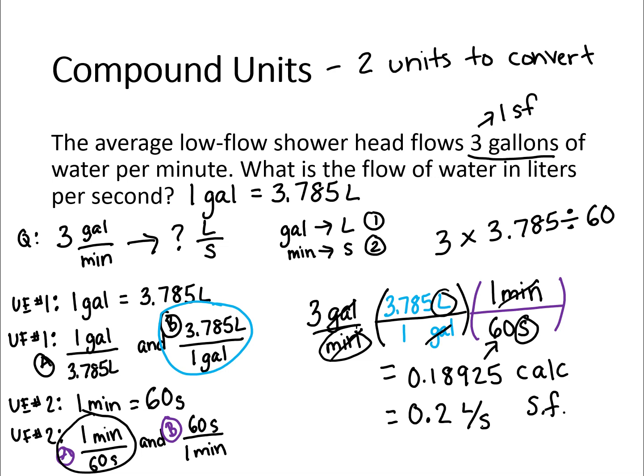So sig figs will apply every time. It just depends on the problem. So we only have one number to go by. And when we're going from US units to metric units, there's always going to be decimals. So in something like this, where gallons is US and we're trying to switch to metric, there's always going to be sig figs involved in that. Same thing if we're going from like miles per hour to kilometers per second or something like that. It's going to be the same deal.